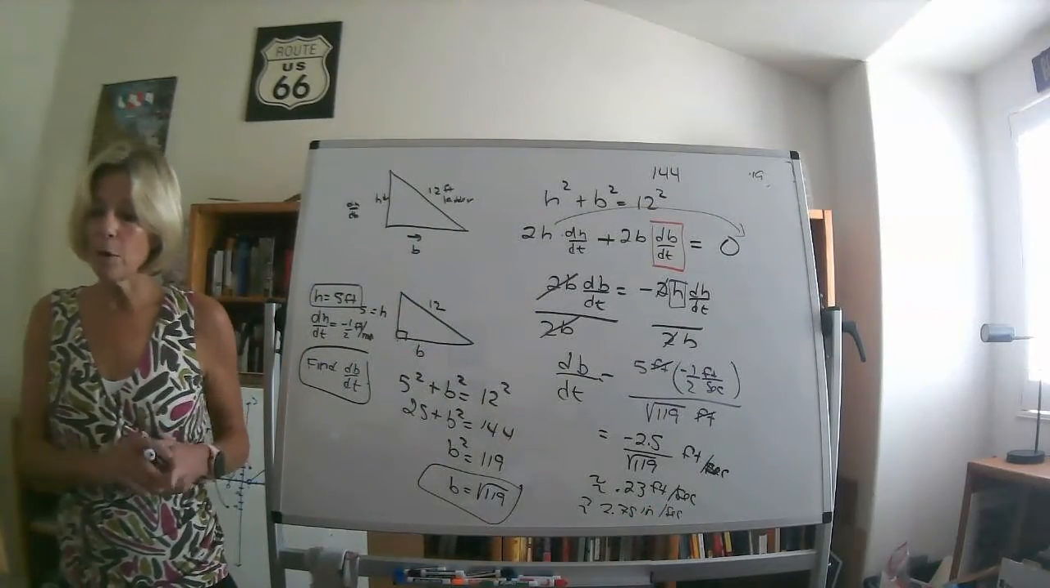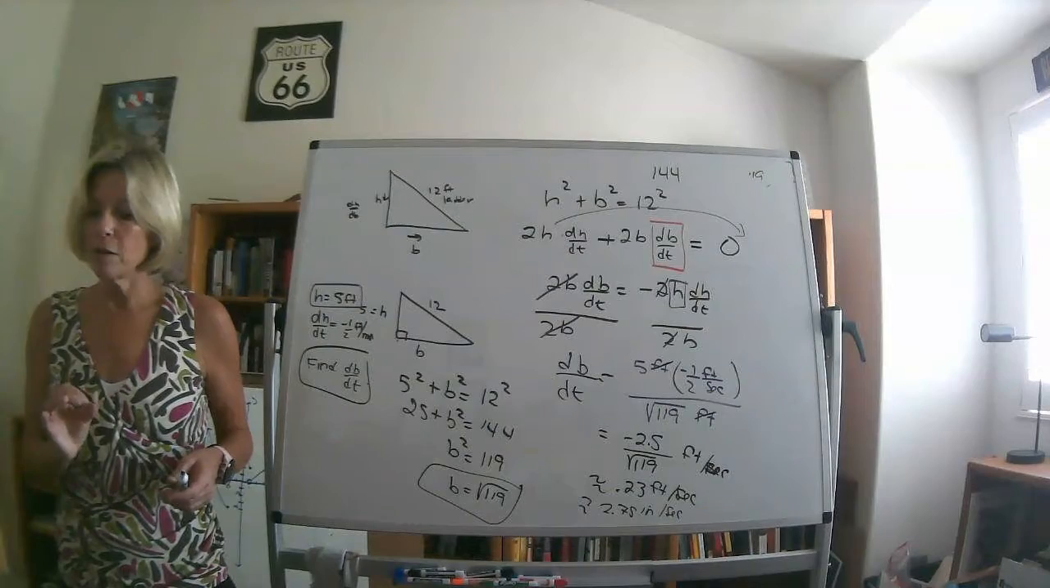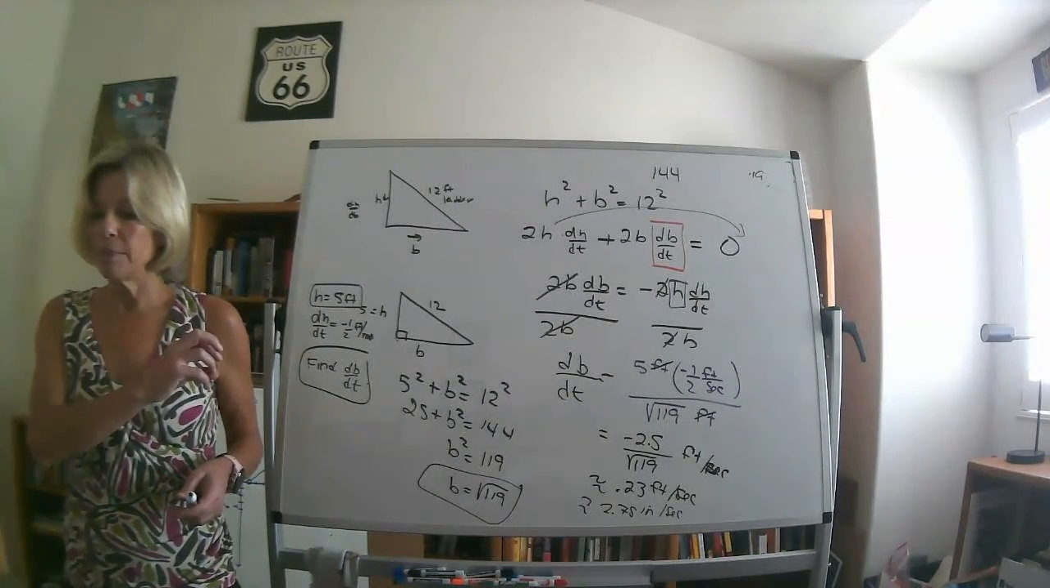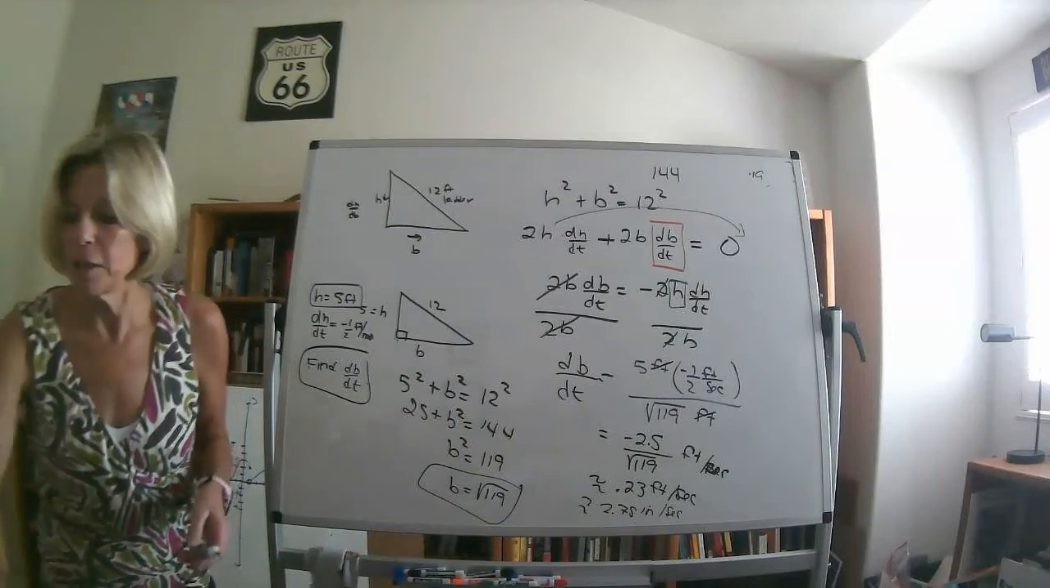So that's a basic problem using the Pythagorean theorem and doing sides. Next up, we'll use the same information, but we're going to talk about finding a missing angle.